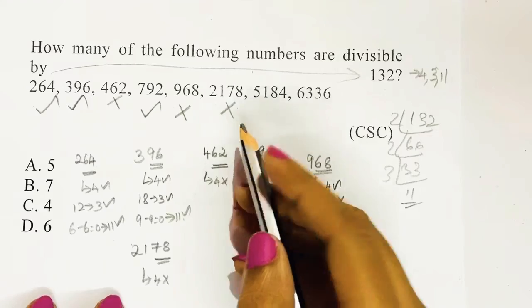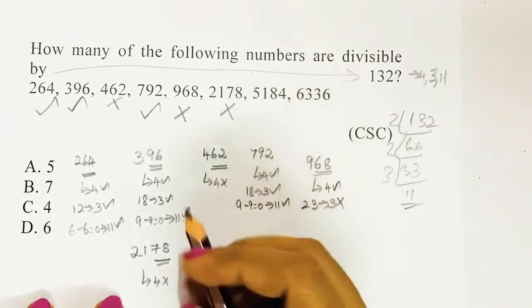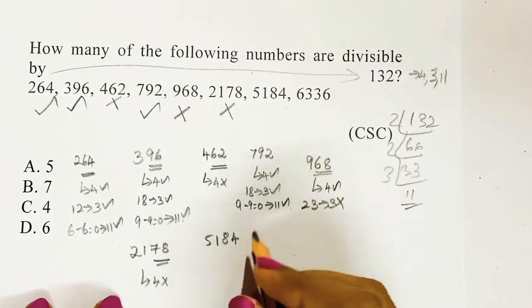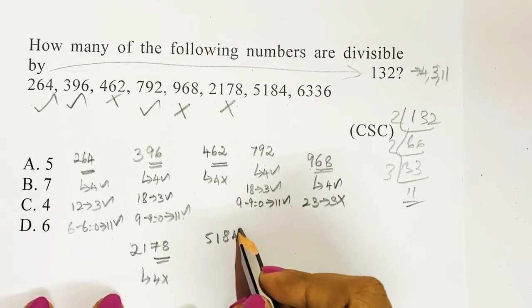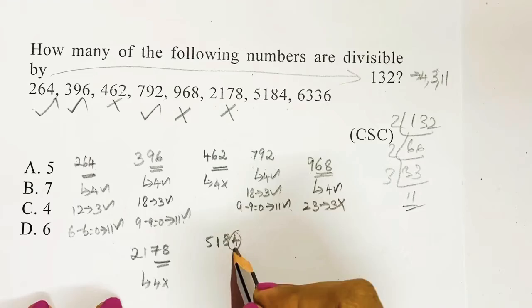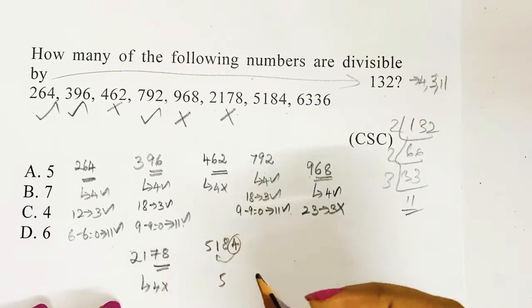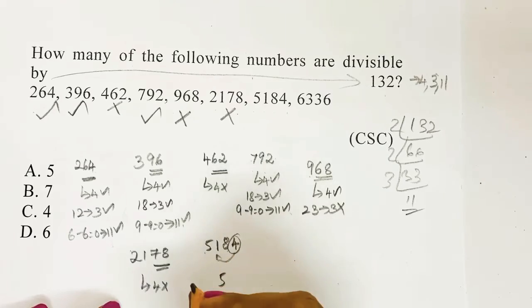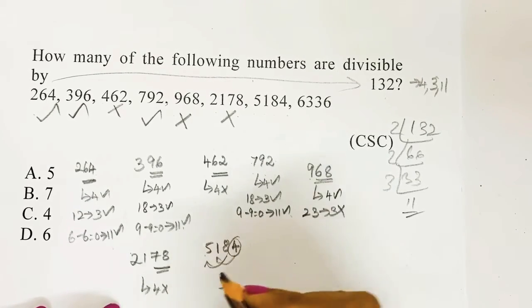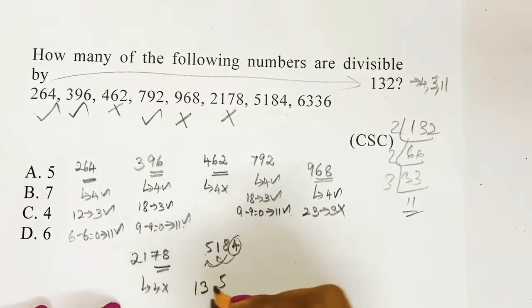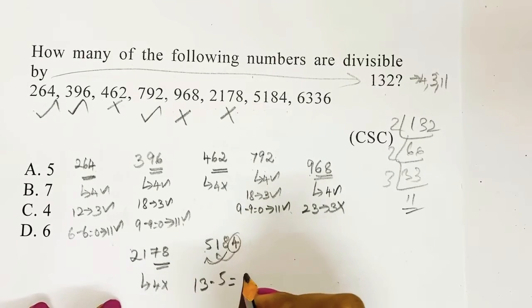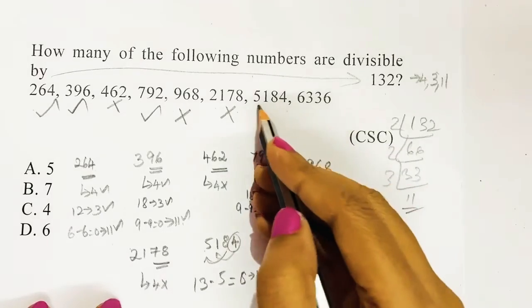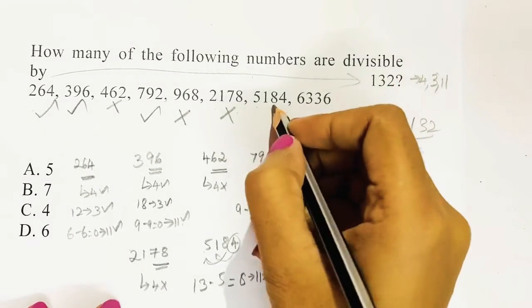The next number is 5184. If we take the sum of the digits in odd places, 4 plus 1 is 5, and the sum of the digits in even places is 8 plus 5, which is 13. So 13 minus 5 is equal to 8, which is not divisible by 11. So this number 5184 is not divisible by 132.